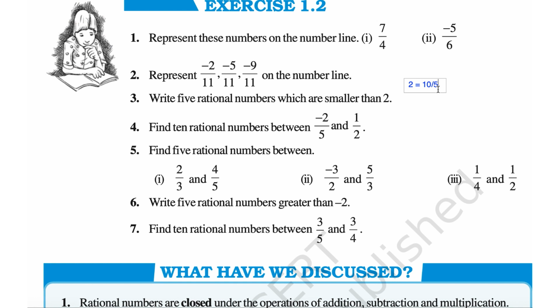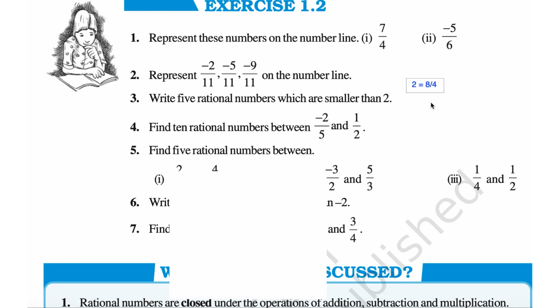Otherwise you can also express in terms of 4, that is 8 by 4. In this case you will have 7 between 0 and 2. That is 1 by 4, 2 by 4, 3 by 4, 4 by 4, 5 by 4, 6 by 4, 7 by 4. Okay, 7 rational numbers you can show between 0 and 2. If you take only 3 as the denominator, then you will get only 2.